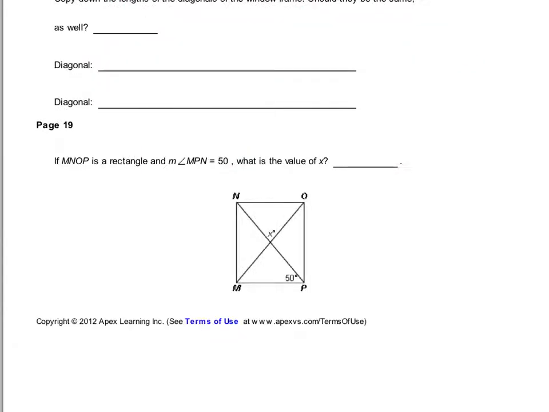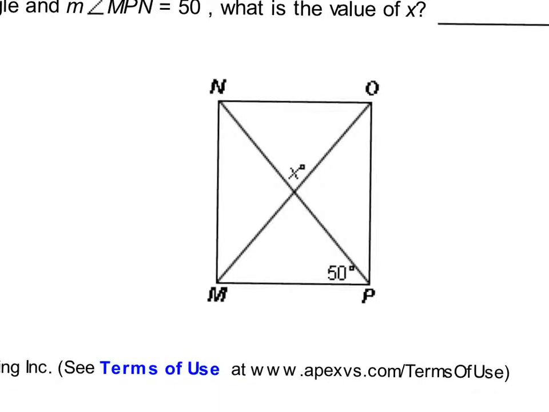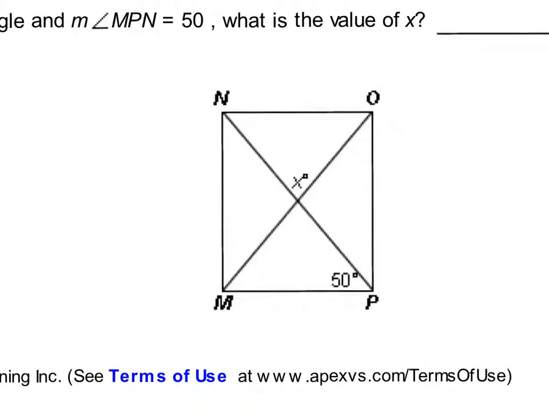Skipping over to where it says page 19, if MNOP is a rectangle and angle MPN equals 50 degrees, then what is the value of X? Well, it requires a lot of geometry to actually figure this out. So we're going to talk about some various things that we can know about rectangles, because we know this is a rectangle. Then we know that this angle in the corner is 90 degrees, and this one over here is 90 degrees as well. We also know that the top and the bottom are equal, and the left side and the right side are equal.